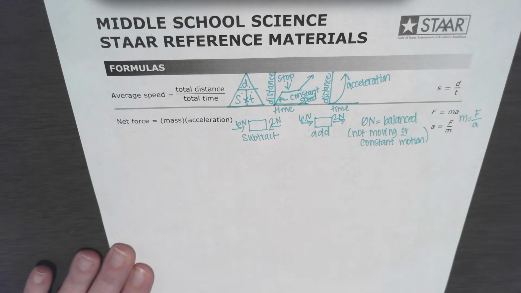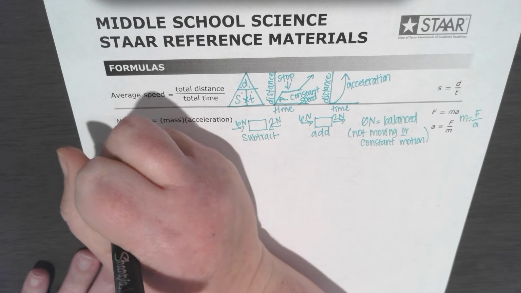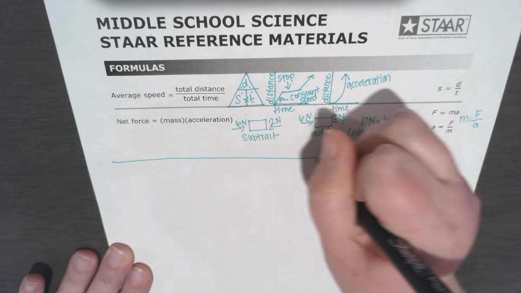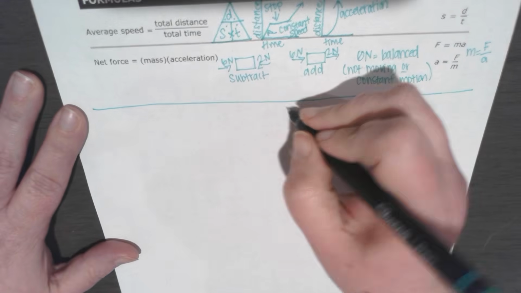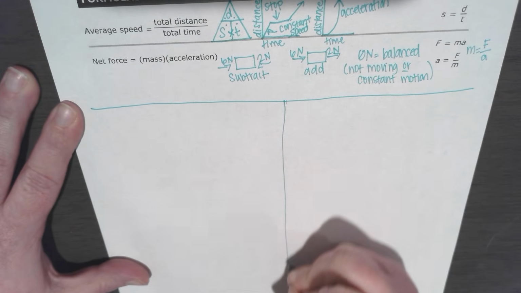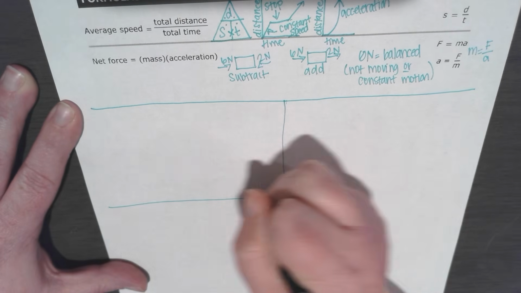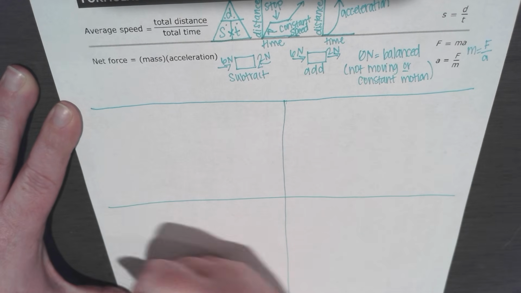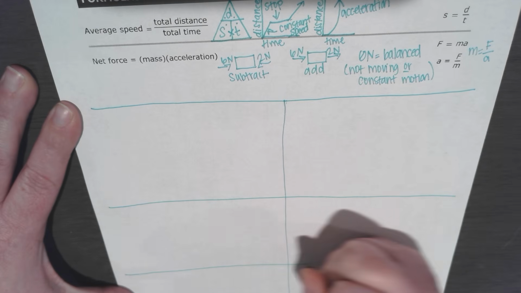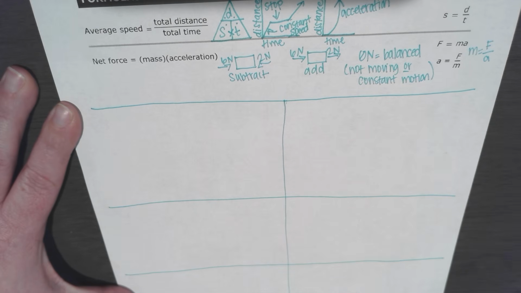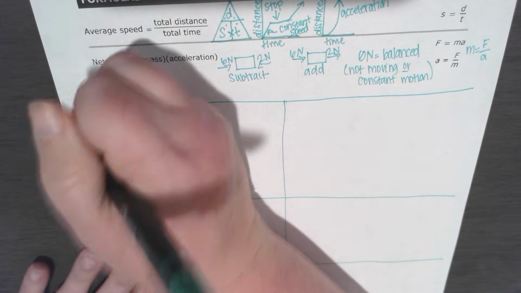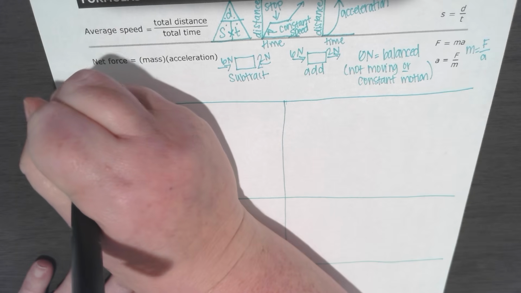Now we're going to divide our paper, so I'm going to draw a line, and I'm going to divide my paper into 6 boxes. We'll start with seasons.